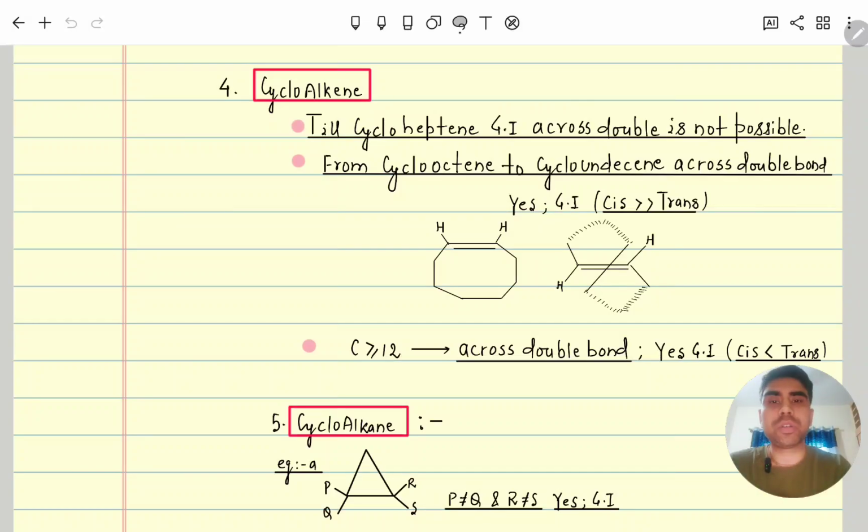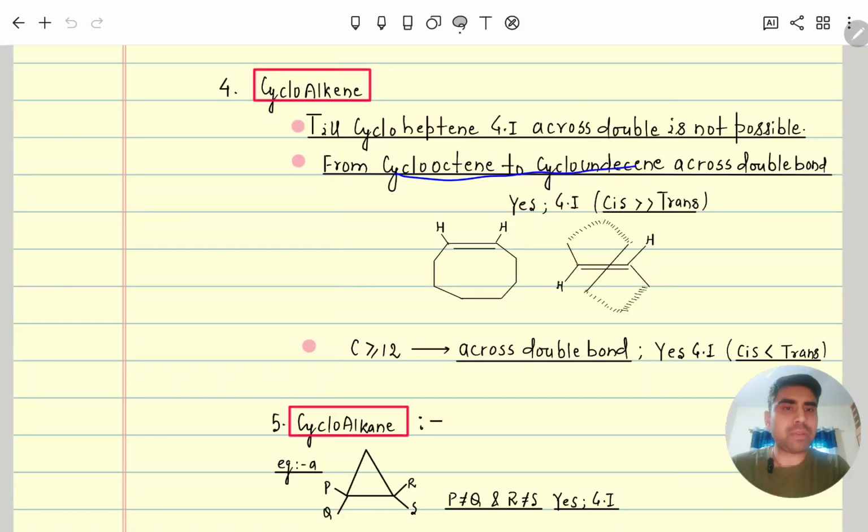Why? Because it can show cis but trans is not possible. From cyclooctane, from 8-membered rings, across the double bond it will show GI, and here you can see this hydrogen is on the same side, so it is cis. Now here this 8-membered ring is twisted, so by twisting a strain came, so that's why cis is more stable than trans. But yes, from 8-membered onwards it will show GI.